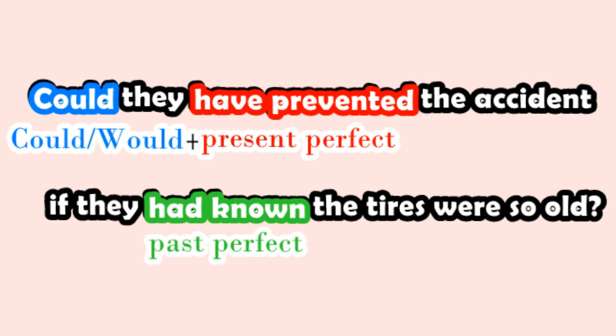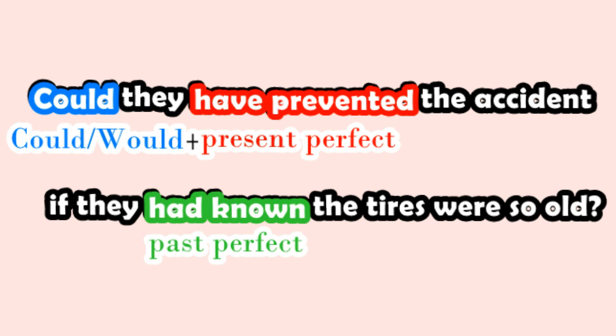For questions and answers, we're going to use the same elements. We only have to make our inversion very well so that it works. For example, if we say, they could have prevented the accident if they had known the tires were so old. Here we say that they did not prevent the accident because they didn't know that the tires were old. And as a question, it would be, could they have prevented the accident if they had known the tires were so old? What happens here, we change could with the subject of the sentence.